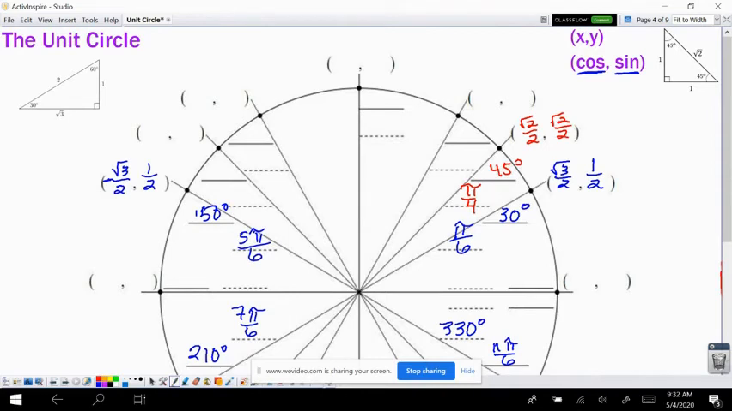Where else can we find a 45-degree reference angle? We can find a 45-degree reference angle right here, which is 45 degrees shy of 180, which would make this 135 degrees. Converting that to radians, it is 3 pi over 4, because 45 goes into 135 3 times.